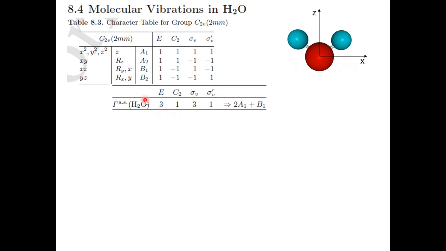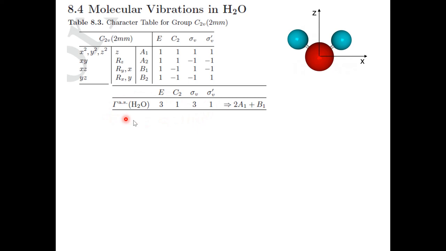Okay, as I said before, the second step now is to calculate the equivalence representation. If you remember, we do that by looking at, for each one of these symmetry operations, how many atoms remain invariant. I have three atoms total, so when I apply identity, the three atoms remain invariant. When I make the C2 rotation, only the oxygen atom remains, so the character here is 1. For the sigma V, all the three atoms remain, so this is 3, and for the sigma V prime it is 1.